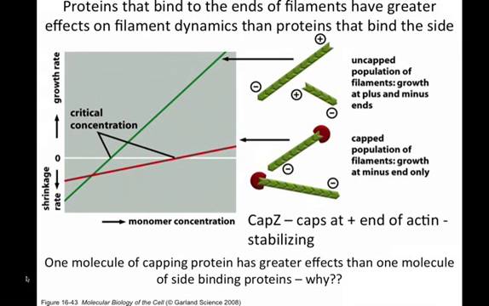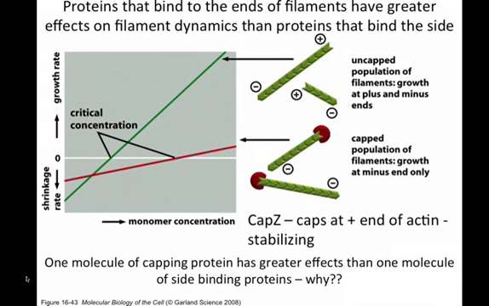But then there's these end binding proteins. Specifically with actin, there's CAPZ, which caps at the plus end of actin, and it's stabilizing. And if you look over here, you guys have seen this kind of graph before, and you'll see it in this week's recitation practice problems, where you're seeing the growth of your actin filament based on your concentration, right? So this is your critical concentration, your steady state.